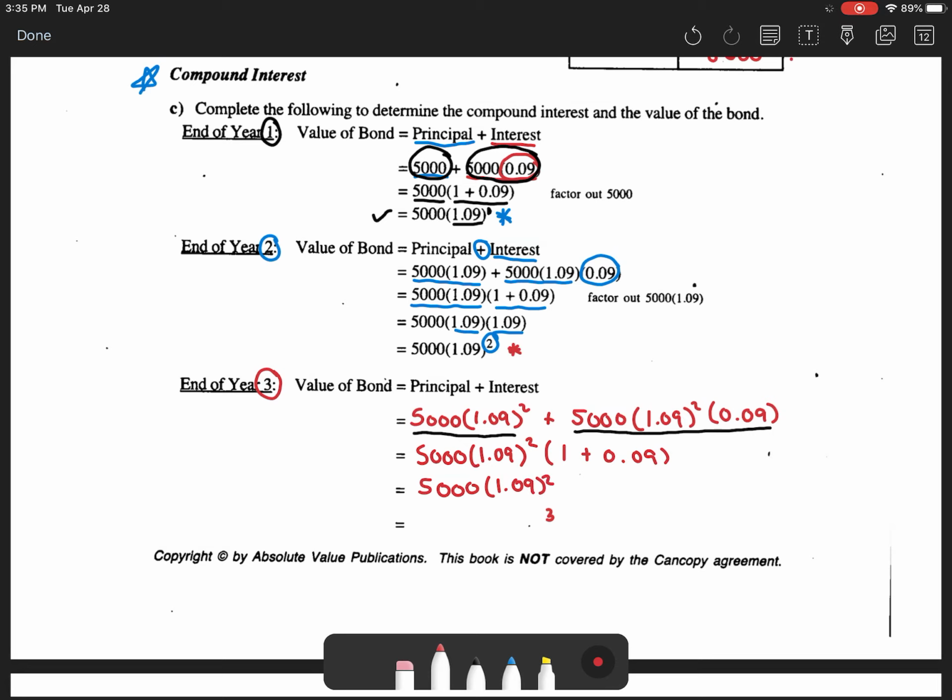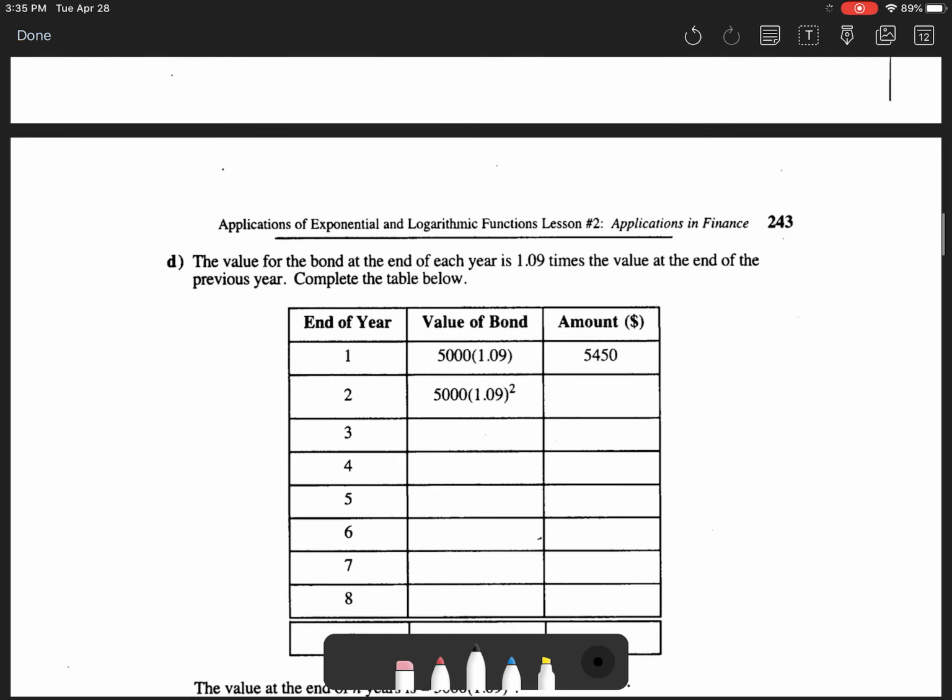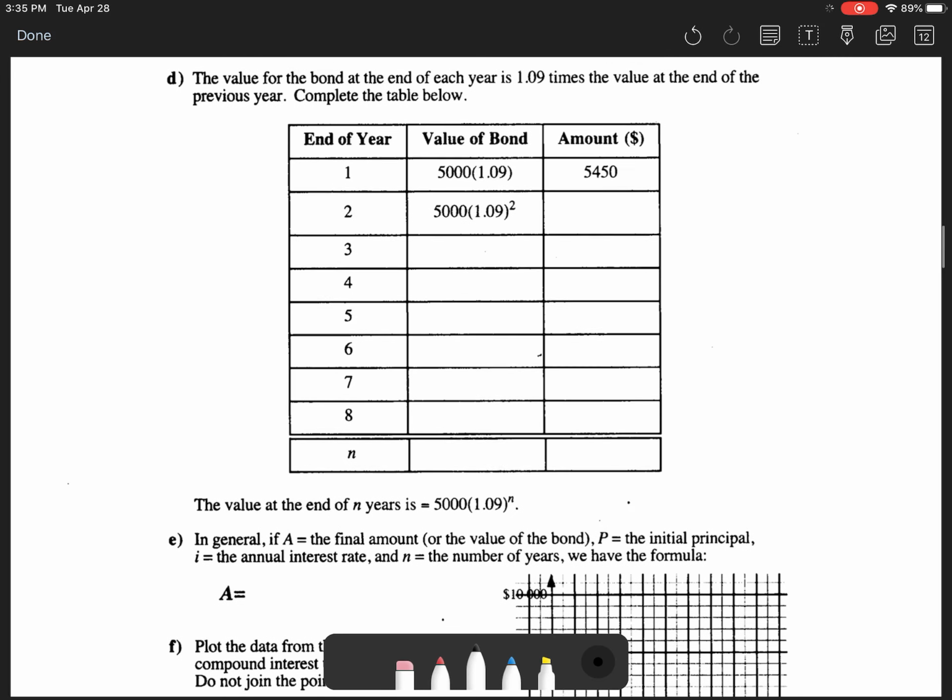1.09 squared. So I factor that out. And what's left when I factor that out from those 2 terms is 1 plus 0.09. So I have this 5,000, 1.09 squared, and then another 1.09 now when I add the 1 to the 0.09. So as a simplified expression at the end of year 3, it's 5,000, 1.09, and like I had said, to the exponent of 3, which matches the year at the end of the year.